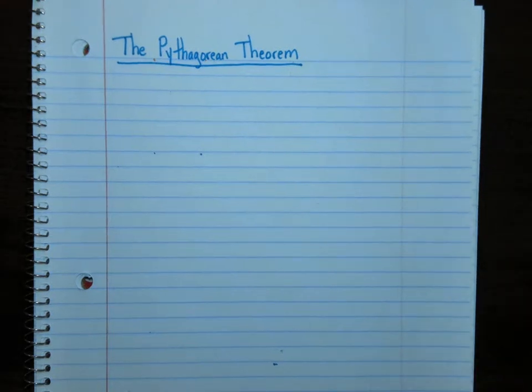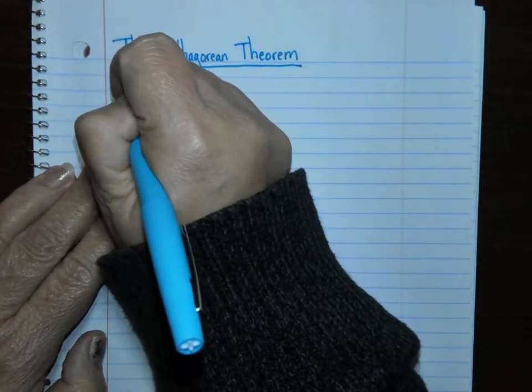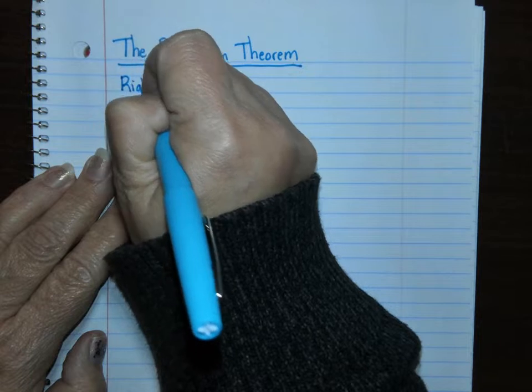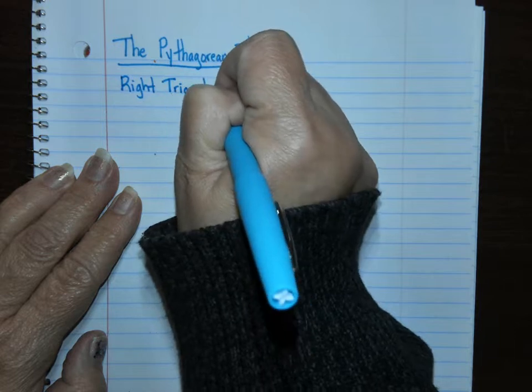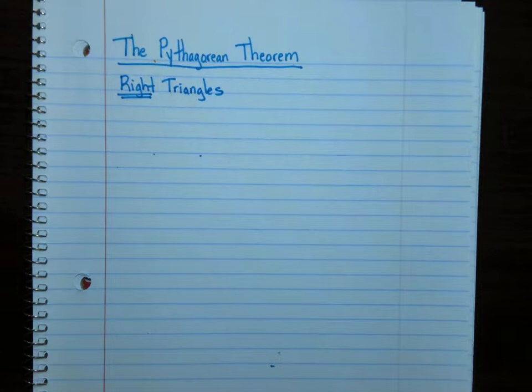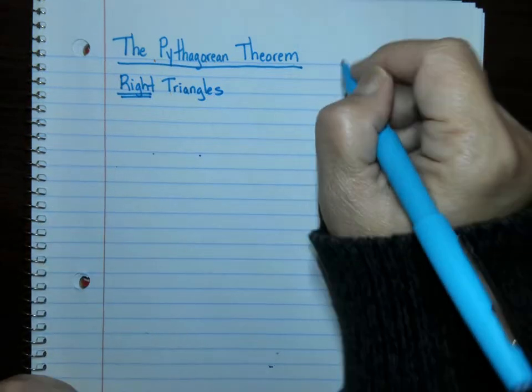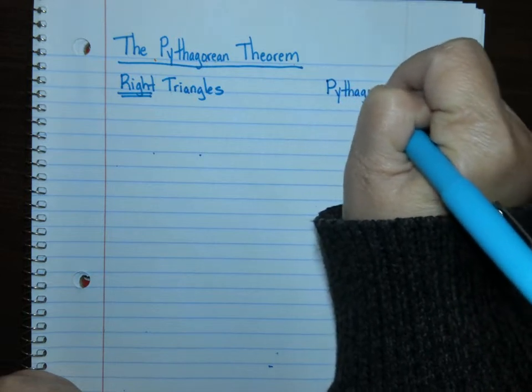Alright, so the Pythagorean theorem is used for finding a missing side on right triangles. So the Pythagorean theorem only applies to right triangles. And the Pythagorean theorem is named the Pythagorean theorem because it is named after a Greek philosopher and mathematician, Pythagoras.